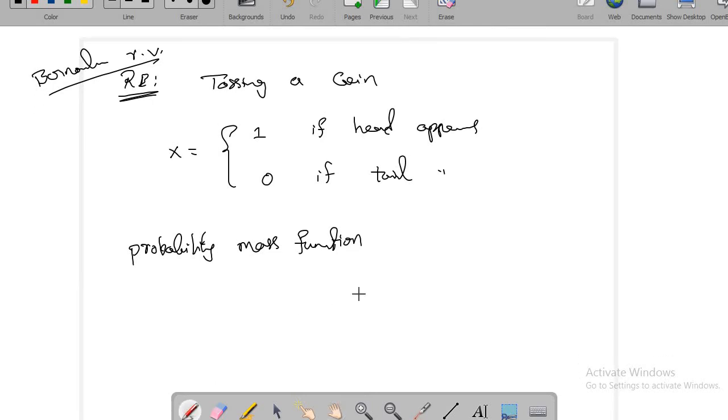What is the probability mass function? It means you should tell me what is the probability that x is equal to 0 and what is the probability that x is equal to 1.